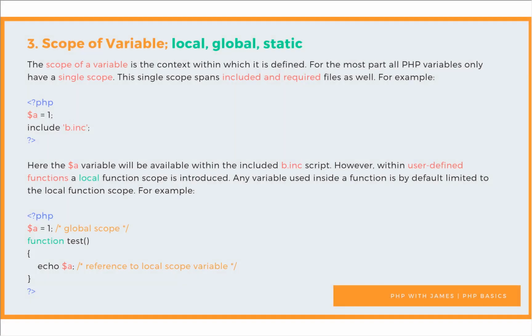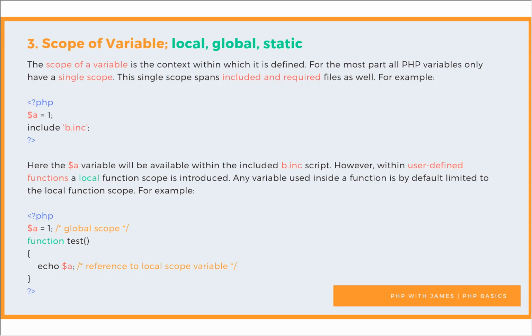So moving on, we have number 3, scope of variables. What are the scopes of variables available in PHP? We have local, global, and static. The scope of a variable is the context within which it is defined. For the most part, all PHP variables only have a single scope. This single scope spans included and required files as well.